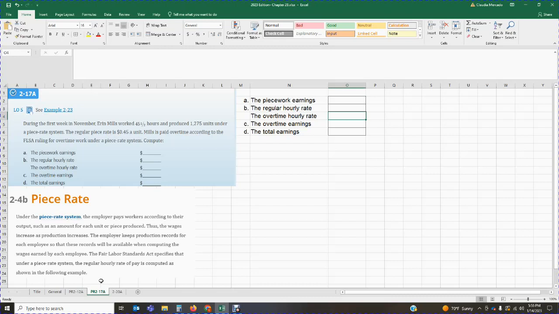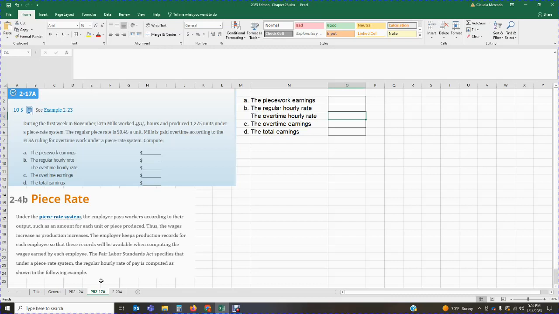Okay, now before we proceed, there's a lot of important information in section 2.4b of your textbook, which talks about and provides wonderful examples on piece rate calculations. Basically, under the piece rate system, the employer pays its workers according to their output. The more they produce, the more money they make. So this is a wonderful way to incentivize your employees to increase production, because they're getting paid based on production. The more they produce, the more money they take home.